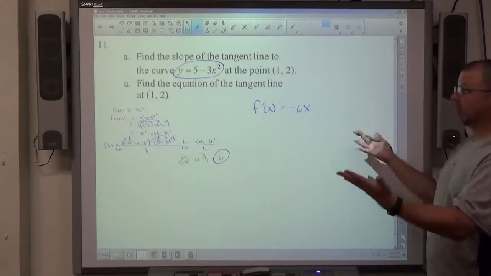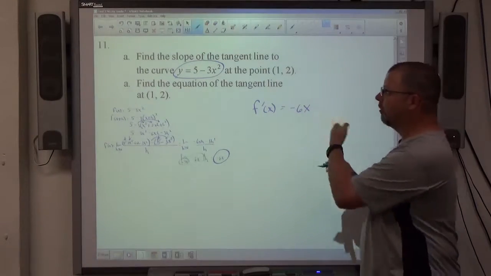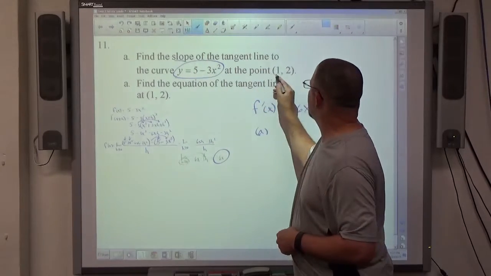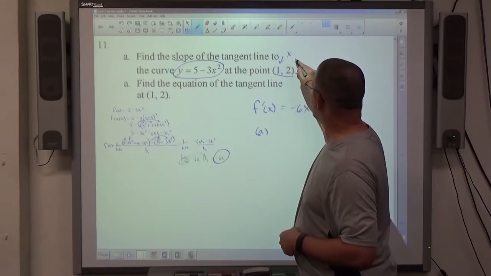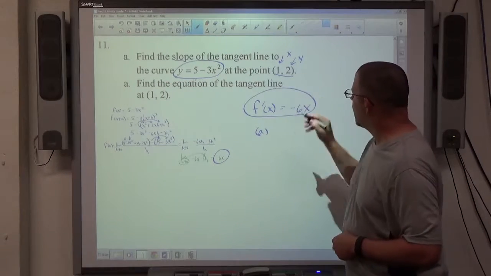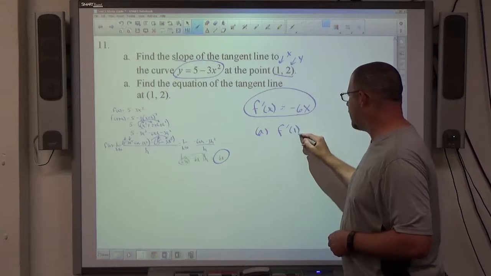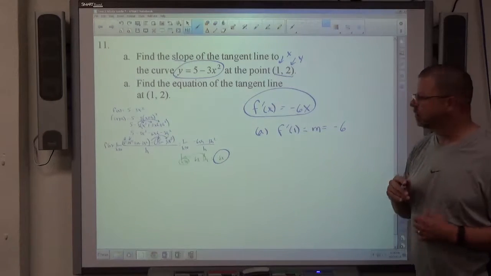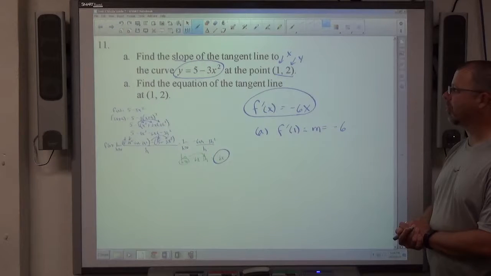So to do step A, once I've got my slope formula, it's real simple. Step A, find the slope at the point 1, 2. That's x equals 1, y equals 2. My slope formula has an x in it. So f prime of 1 is going to equal the slope, which is going to be negative 6 times 1. Okay, so that's how you're going to find slope on this.